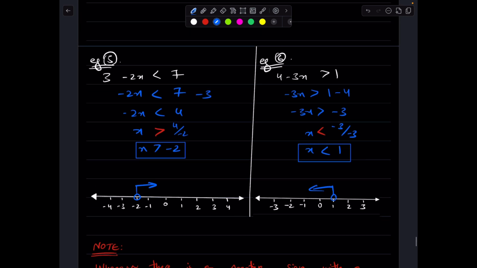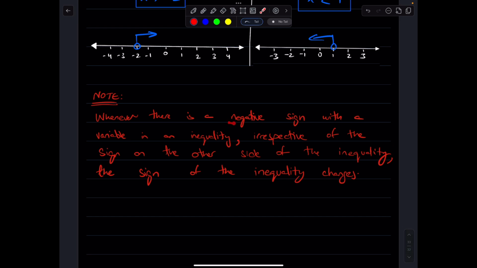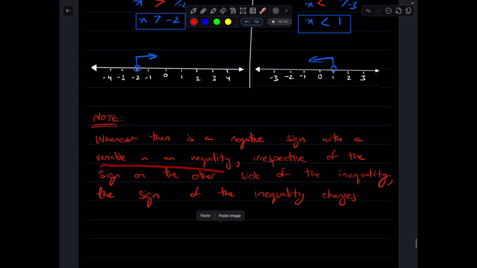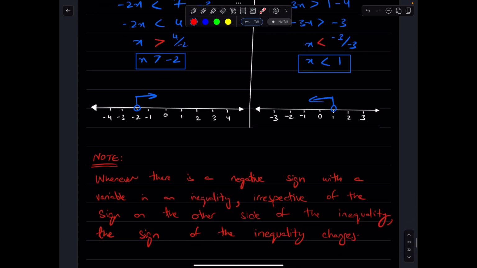So from these two examples, we conclude a very important point. That is, whenever there is a negative sign with a variable in an inequality, irrespective of the sign on the other side of the inequality, the sign of the inequality changes. I repeat, whenever there is a negative sign with a variable in an inequality, irrespective of the sign on the other side of the inequality, the sign of the inequality changes.